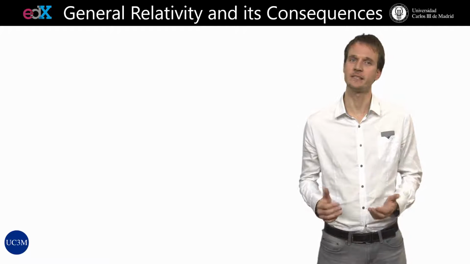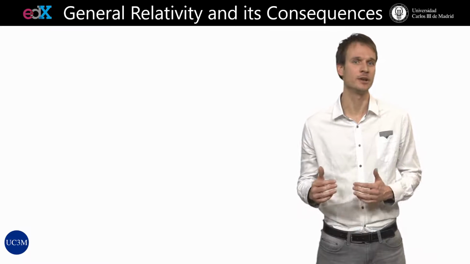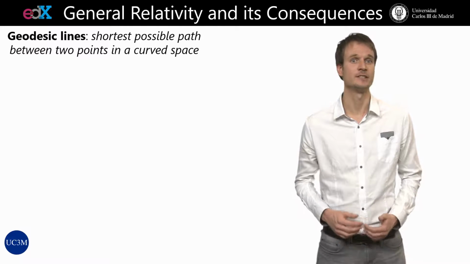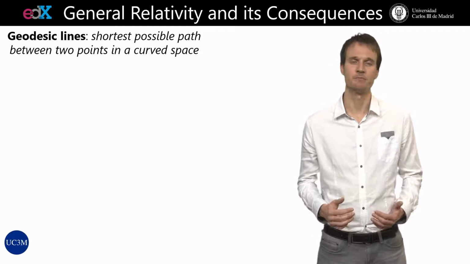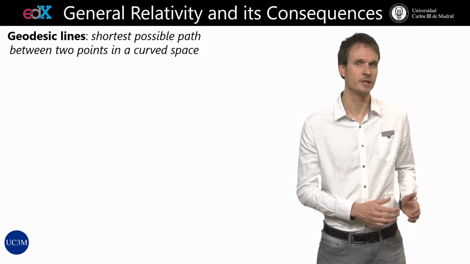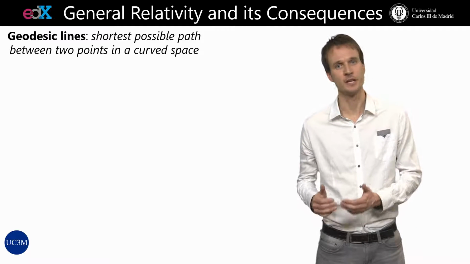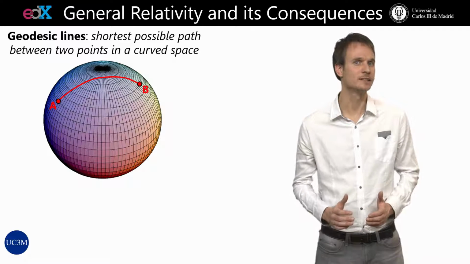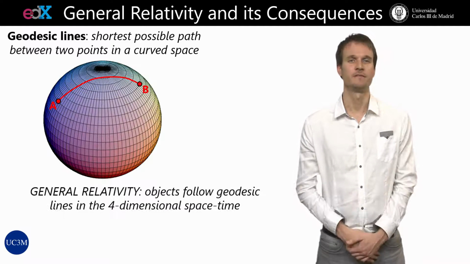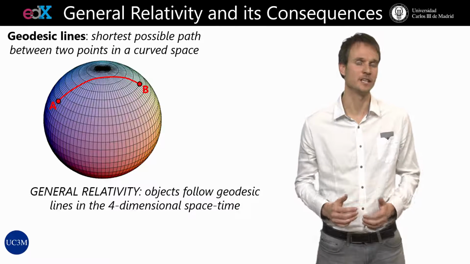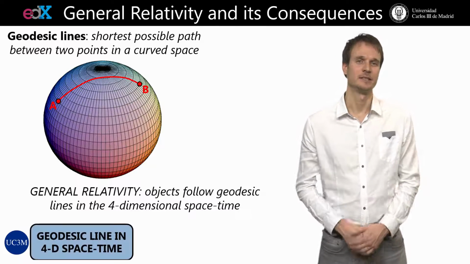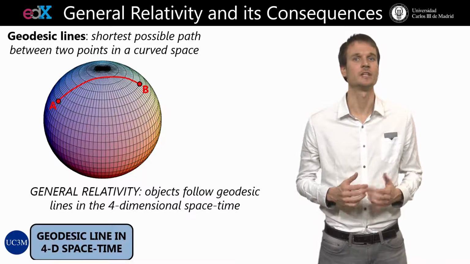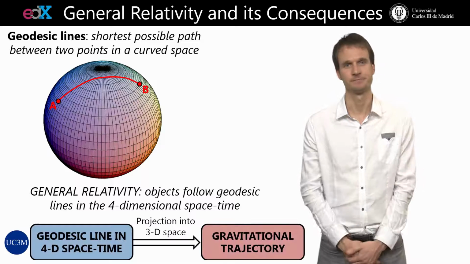In a curved space, the shortest path between 2 points is known as geodesic line, and in general, it is not a straight line. For example, for the curved surface of a sphere, such a line is shown here. Well, in general relativity, objects affected only by gravity follow geodesic lines in the four-dimensional space-time. The projection of such lines into the three-dimensional space is what we call the gravitational trajectory.